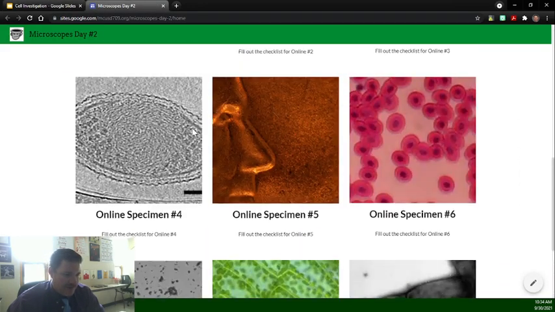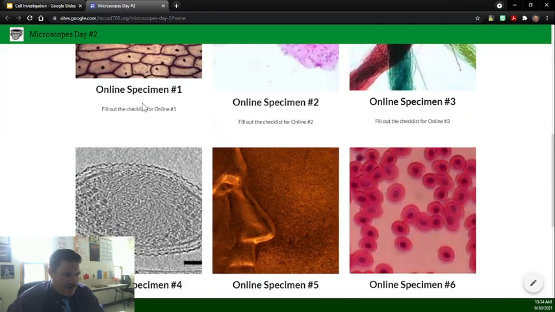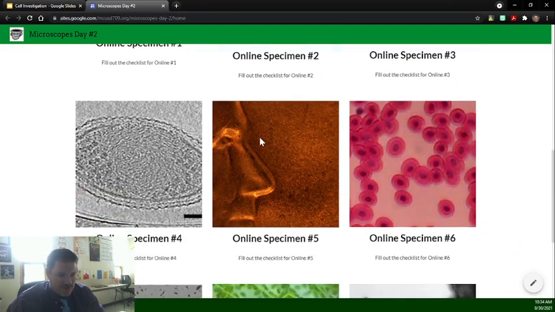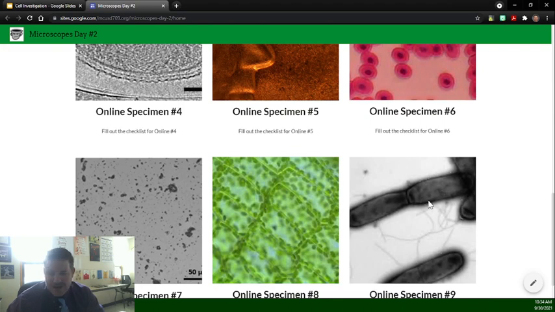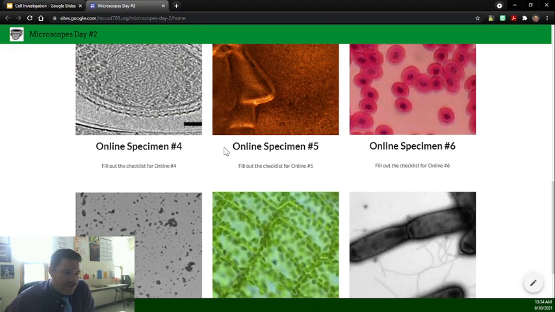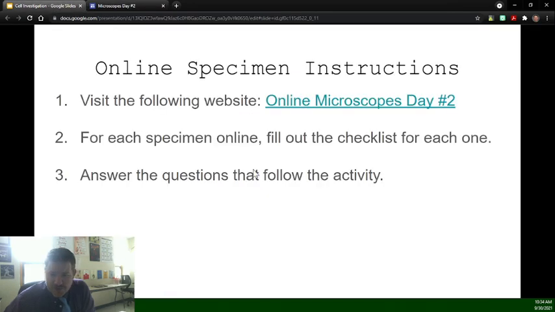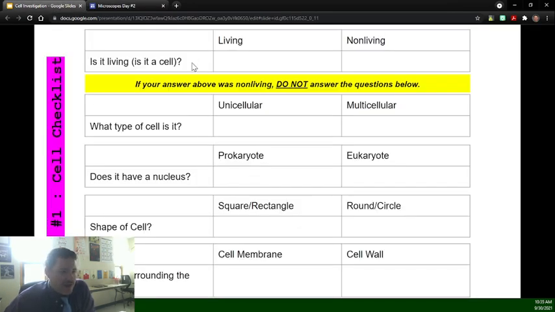And you'll see that there's some lovely pictures of cells. We have number 1, 2, 3, 4, 5, 6, 7, 8, 9. There's 9 things to look at today when it comes to this stuff. So what you're going to be doing, this is back on the slides, is that you're going to be filling out this checklist, which should look familiar because you had to fill these things out for these specimens from yesterday.